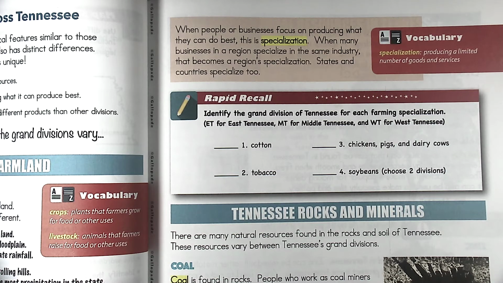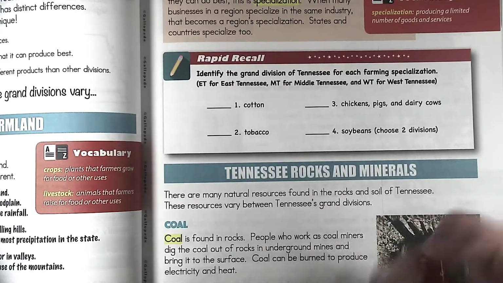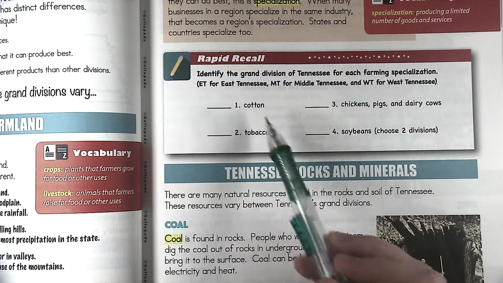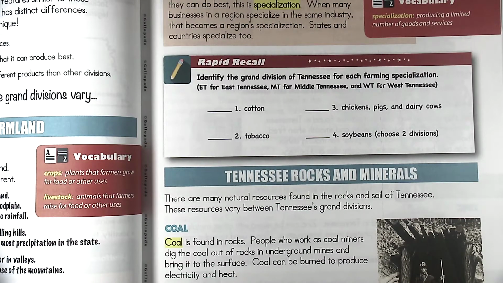there is a lot of tobacco. You see those barns that look like they are on fire. They're just smoking or heating up the tobacco. And so that is something that this area specializes in. So identify the grand division of Tennessee for each farming specialization. Go ahead and complete this now. You can use your notes to complete it.